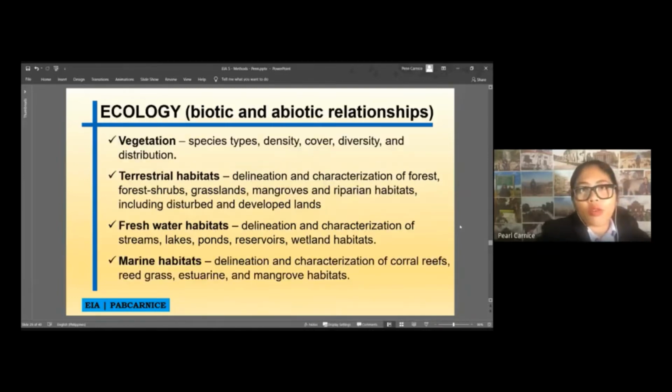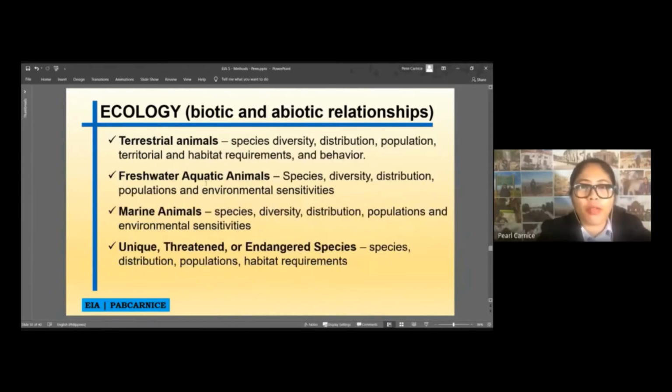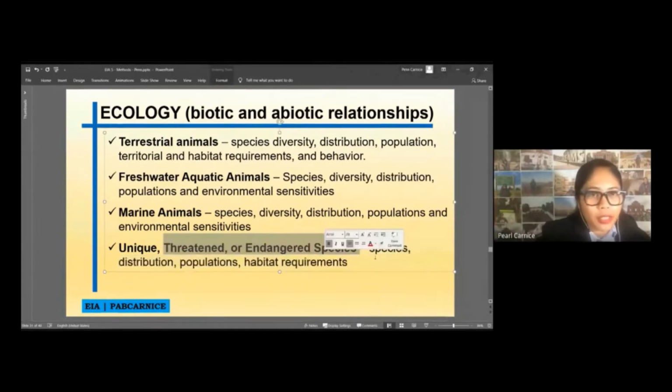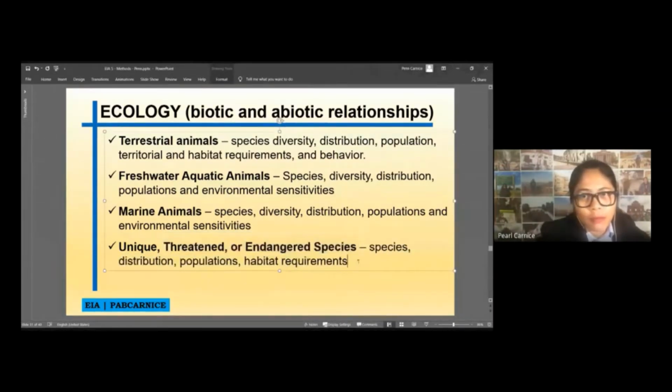Next is, of course, the ecology, both biotic and abiotic. Of course, the most important is the vegetation. We also have terrestrial habitats, freshwater habitats, and marine habitats. We also have to include if our area is located in a water body. Of course, we have to include terrestrial water bodies. We have to include freshwater aquatic animals, marine animals, and of course the unique, threatened, and endangered species. So these are the species we have to study. We have to include their species distribution, population, and habitat requirements.